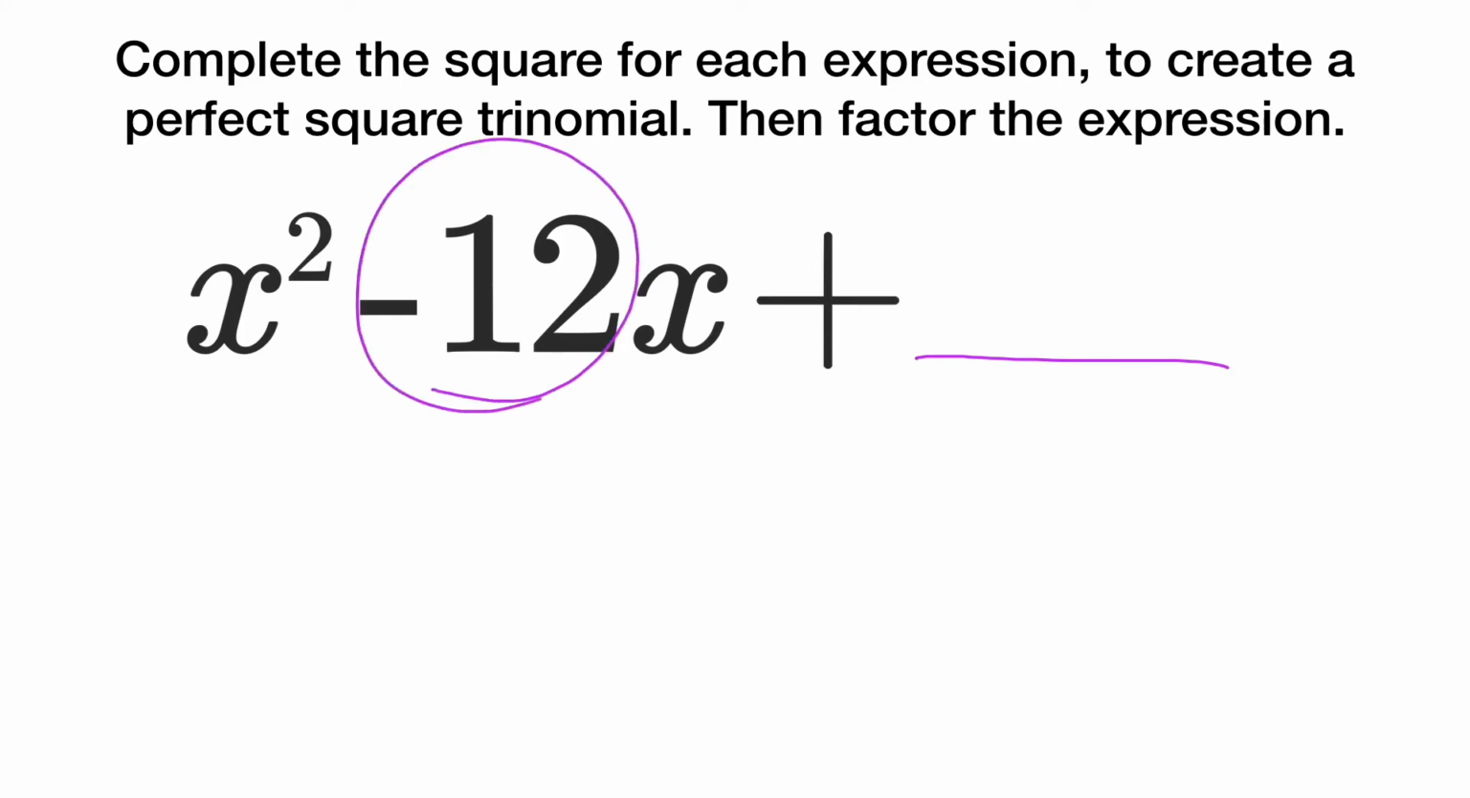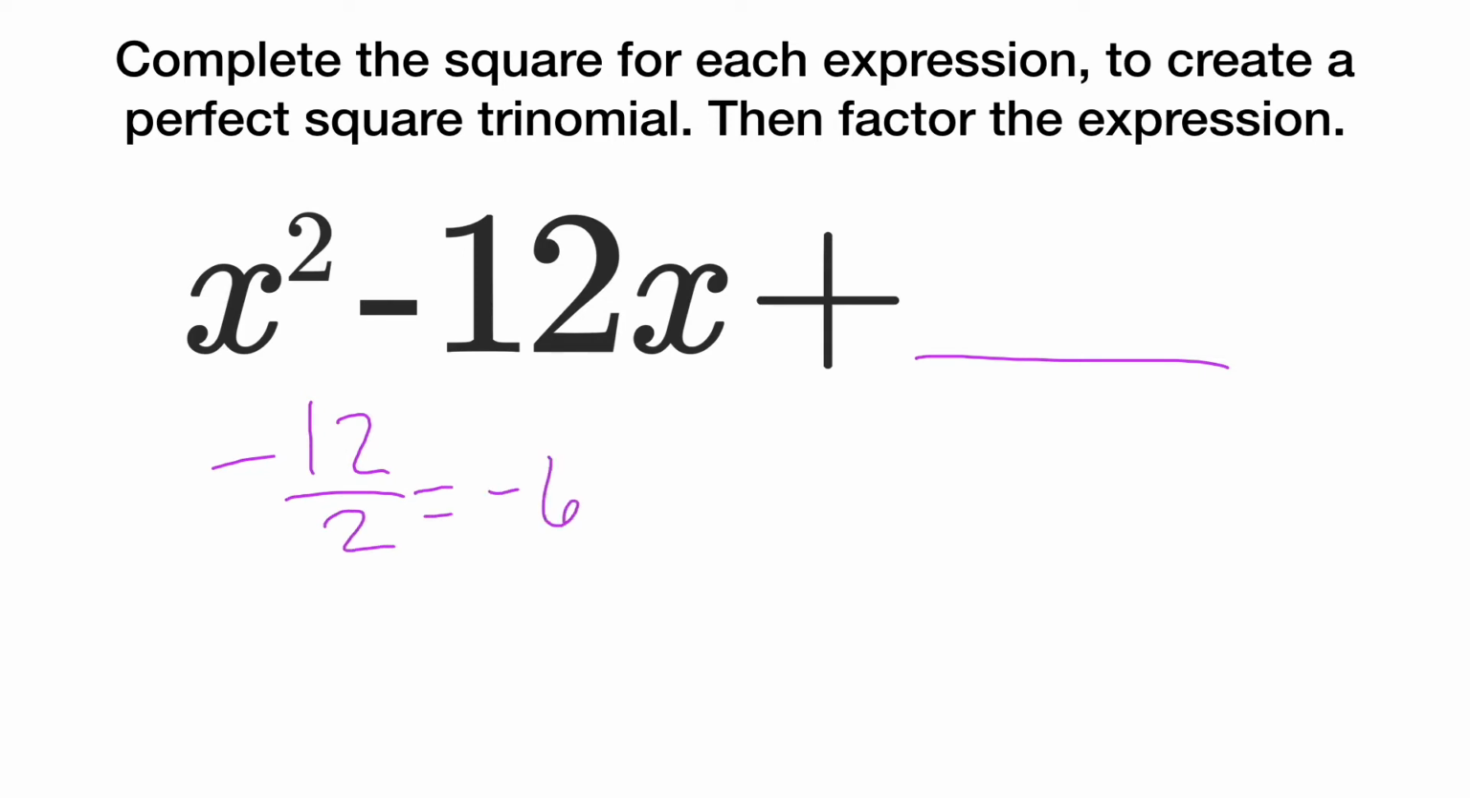We take our b value. In this case, our b value is negative 12. So negative 12 divided by 2 is negative 6. And negative 6 squared is 36. So it becomes plus 36.